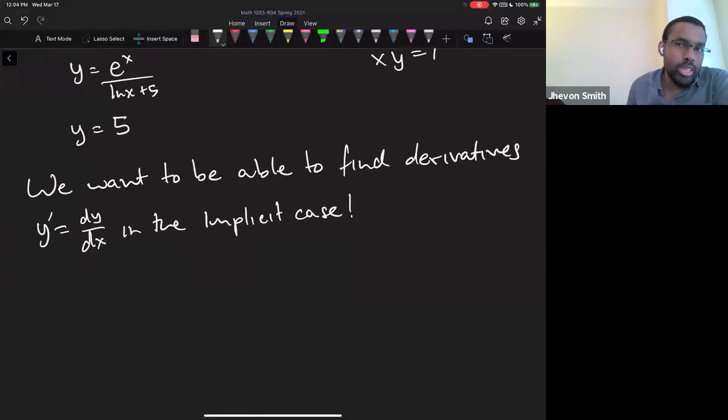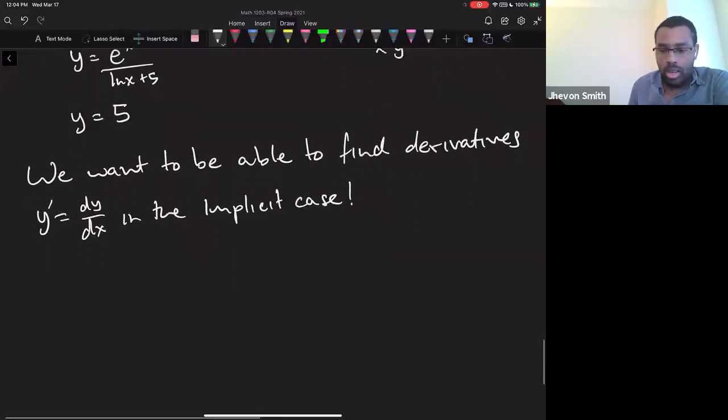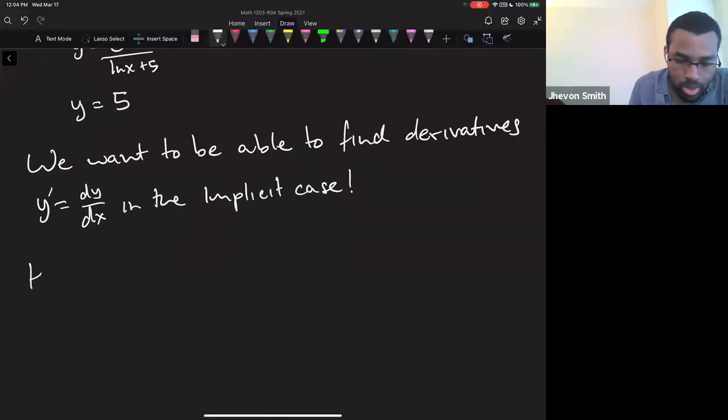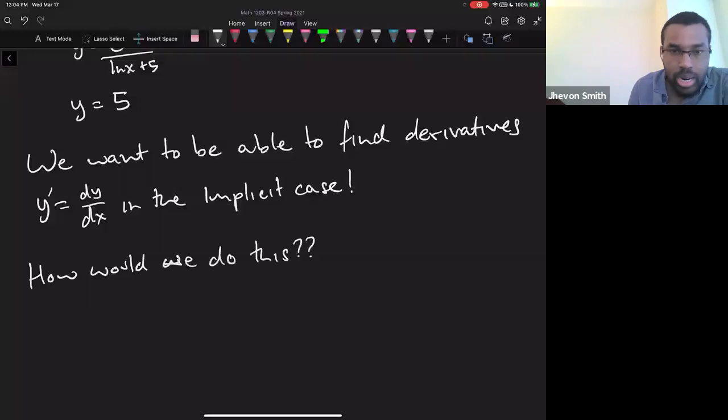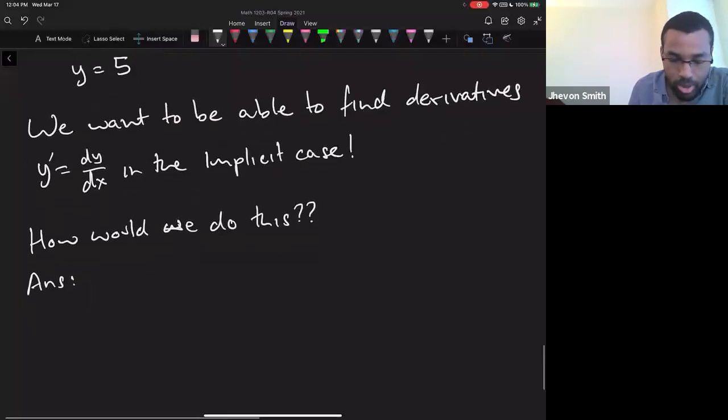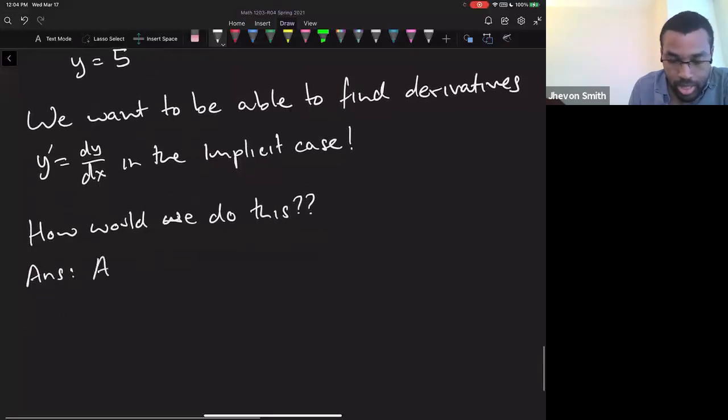And how would we actually go about doing that? How would we do this? How do we do it, Captain? The answer, young Padawan, is apply the chain rule.